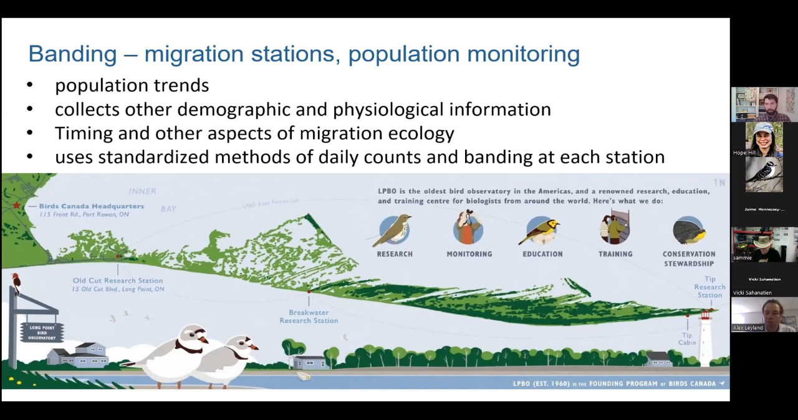And timing and other aspects of migration ecology are a key part of these. So which species are arriving first? How long are species spending in an area? So how often are you recapturing that same bird, or seeing a lot of yellow warblers at the station before they move on and the next species is coming through? And a lot of these stations are paired with doing point counts. So they're not just banding there, but they're also doing a lot of these standardized monitoring protocols as a way to collect further data at the same station.